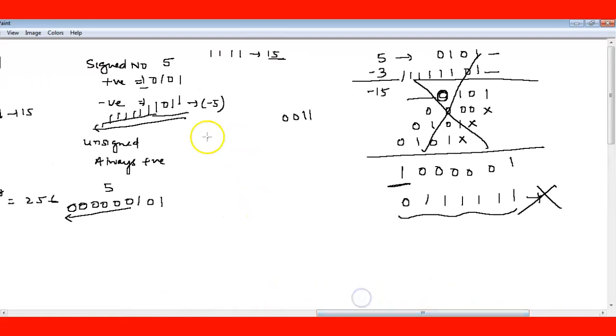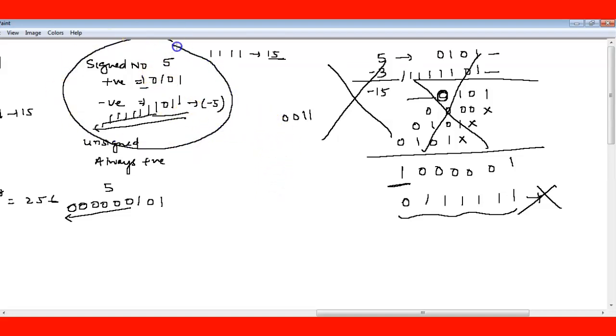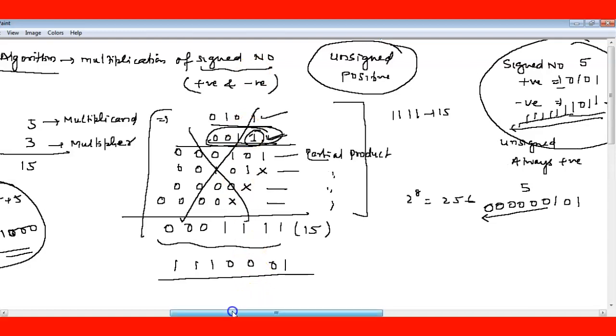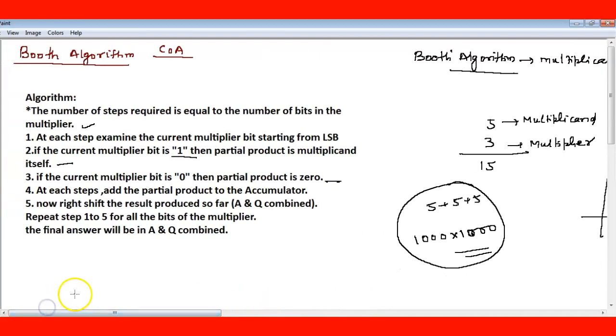So this earlier method is only applicable for positive numbers, also called unsigned numbers. And Booth algorithm is applicable for both signed and unsigned numbers. That's why Booth algorithm is sometimes also called multiplication of signed numbers. So now we'll learn the Booth algorithm.